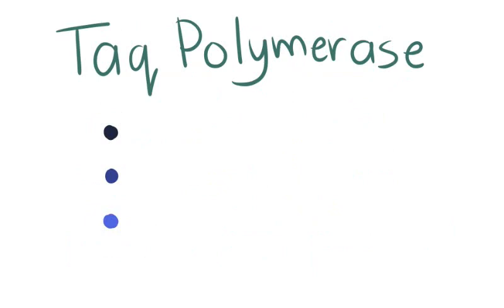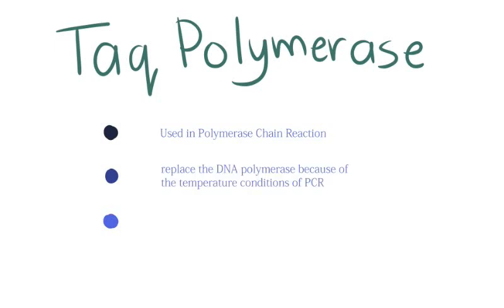Next, Taq polymerase. Taq polymerase is used in the polymerase chain reaction, or we call it PCR. Taq polymerase is used to replace the DNA polymerase because of the temperature condition of PCR. It is also used to add nucleotides to the 3' end of the primer in order to produce a new DNA strand.